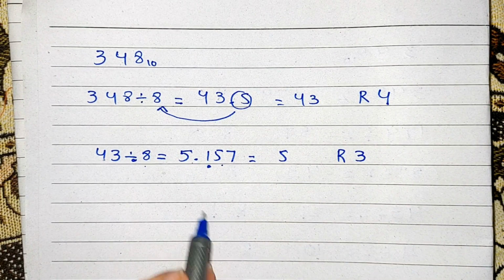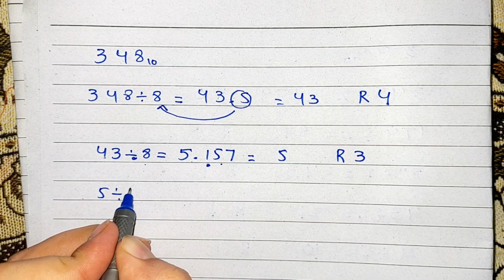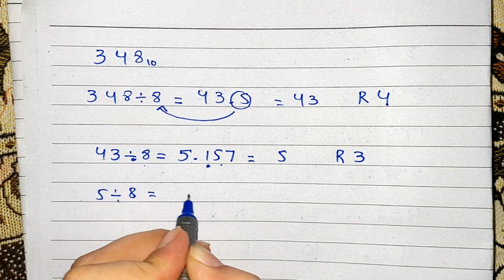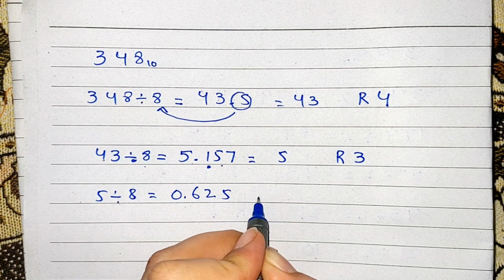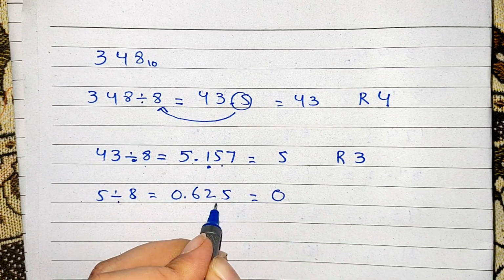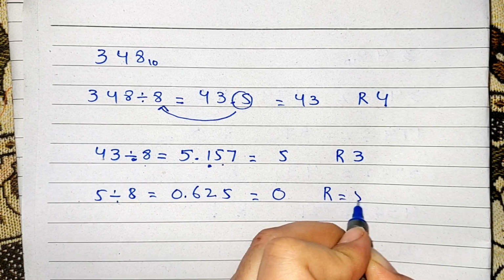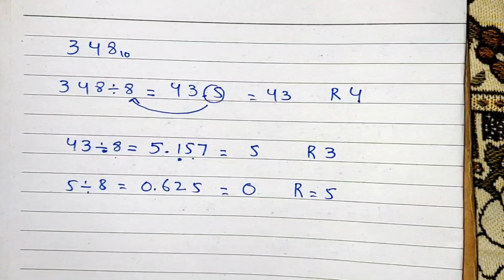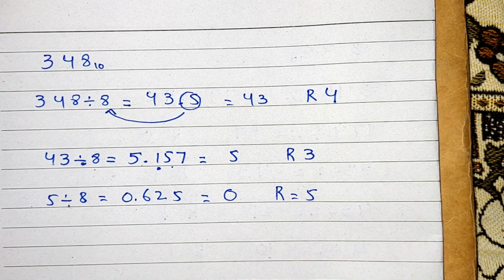So next we will divide 5 by 8, so that will equal 0.625, and I can write this as 0, and again the 0.625 will be multiplied by 8, so that will give a remainder of 5. So now we can write the number.